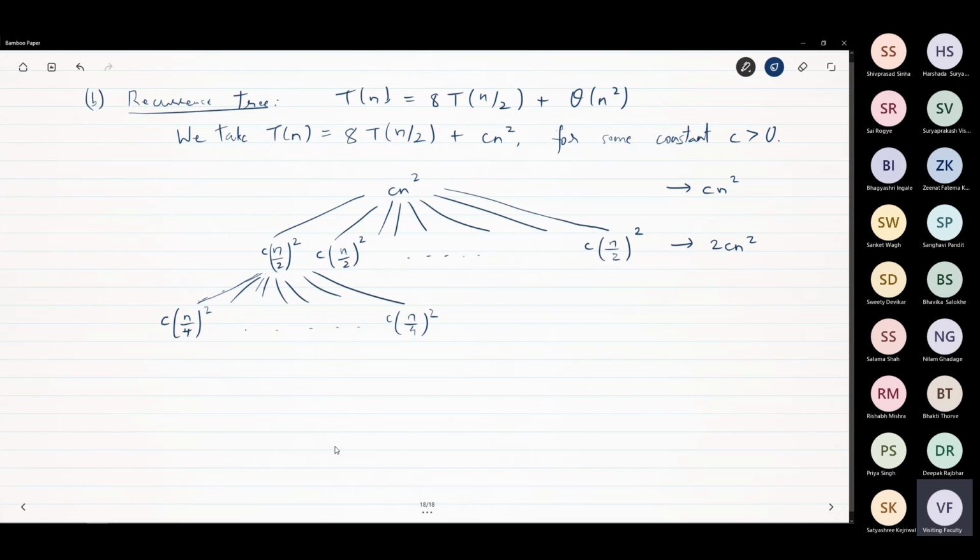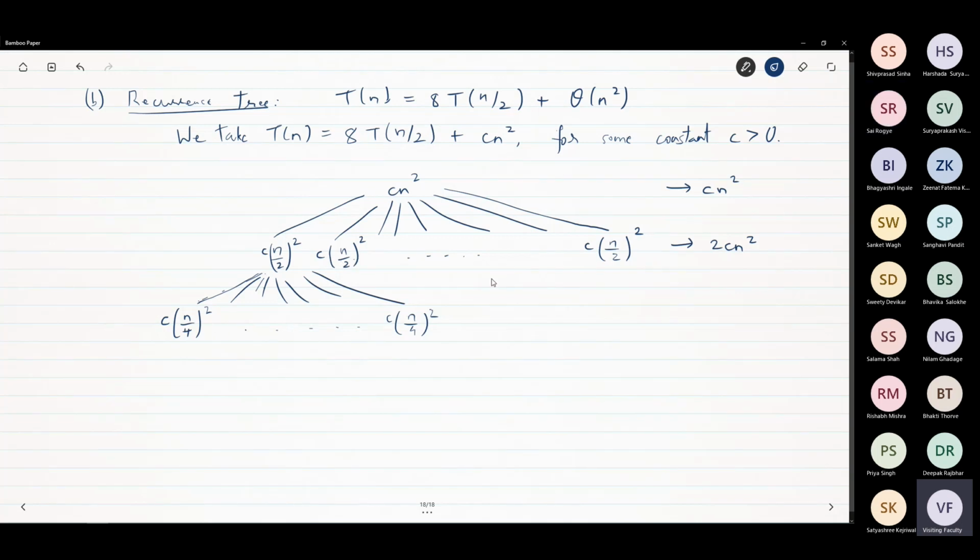There's a problem, you see. So every node of Cn squared is going to give me this. What is the cost in one node? 8 into C into n by 4 whole square. How much is this? Four square how much is it? C n square by 2. Cn square by 2. Okay.